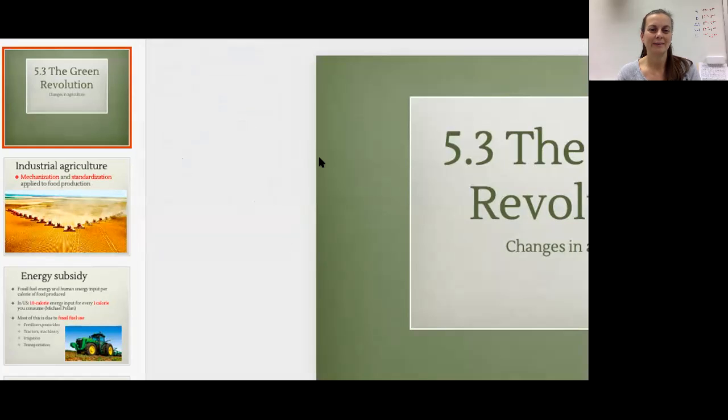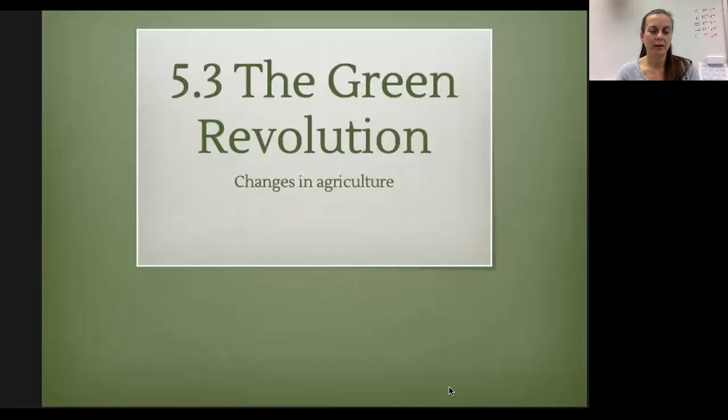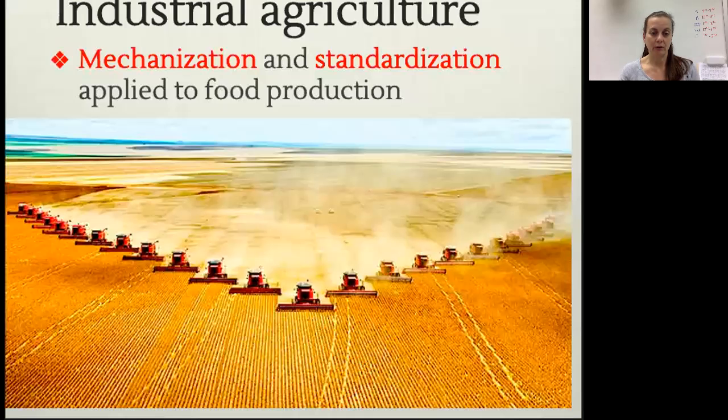There we go. Okay. So the green revolution, not green in the sense of ecologically friendly necessarily, and certainly many of the practices of the green revolution are not ecologically friendly. We're talking about massive changes in agriculture. So much like we talk about the industrial revolution, we also talk about the green revolution. And the green revolution really is the advent of industrial agriculture.